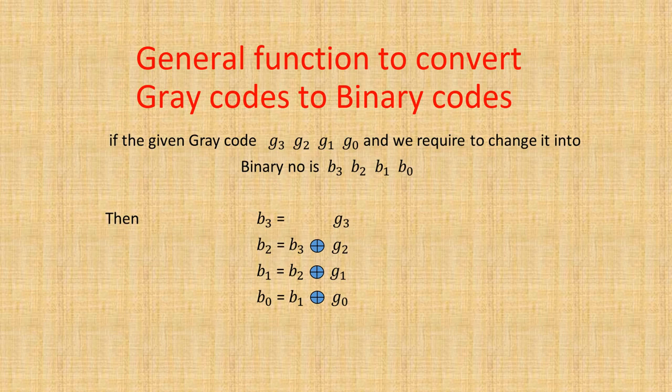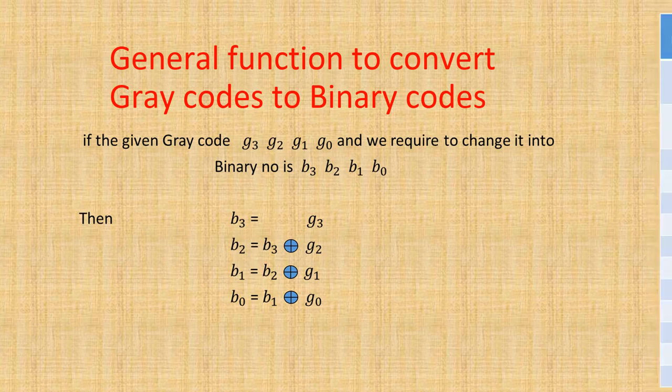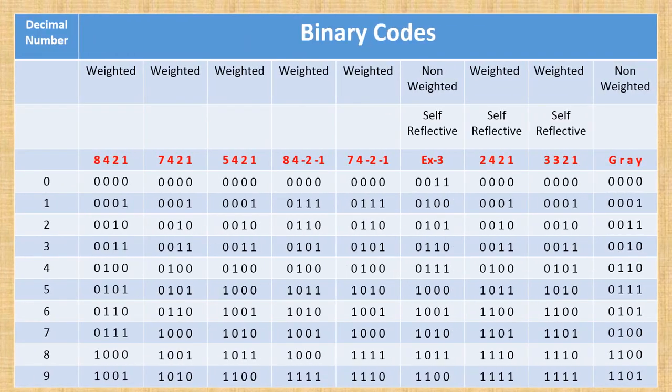We can get a general function to convert gray codes to binary codes. Your screen is self-explanatory. On this screen, you can check all the codes discussed till this time in one place for your reference.